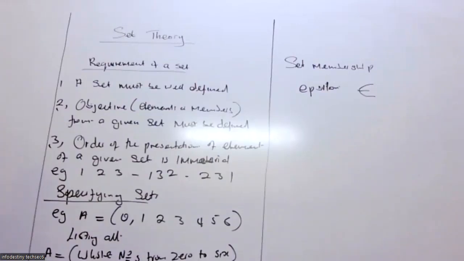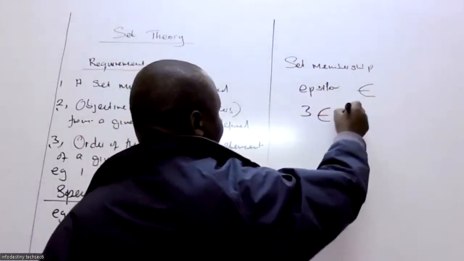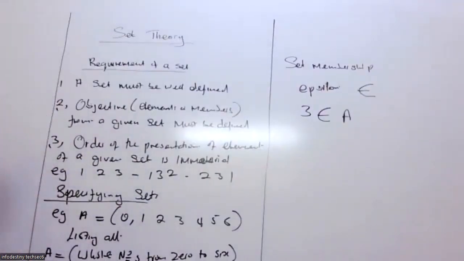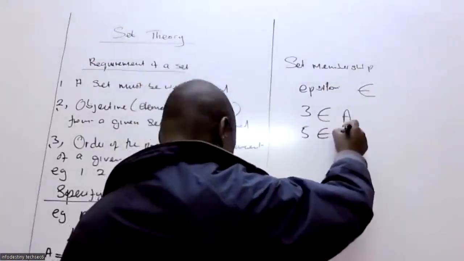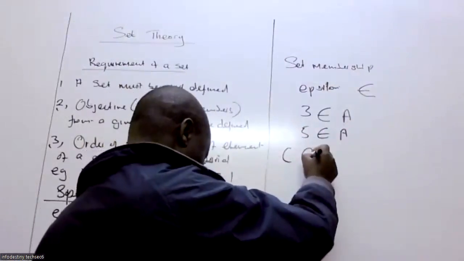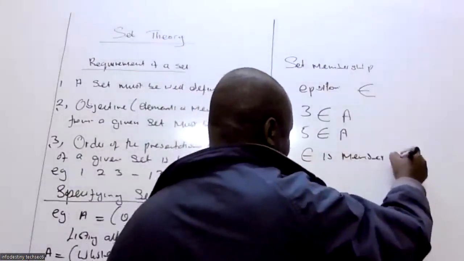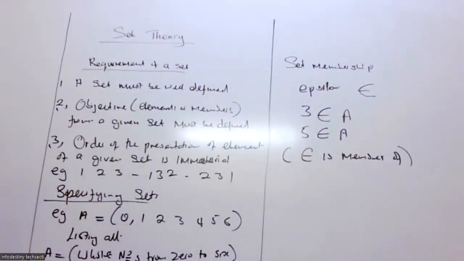So you can see 3 epsilon A, or you can say 5 epsilon A, which means that epsilon is member of A. That is how you can write it.